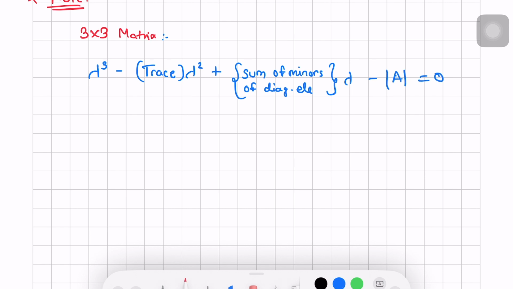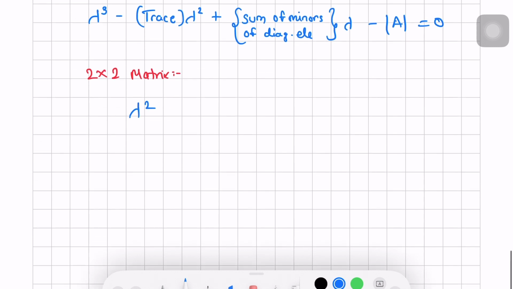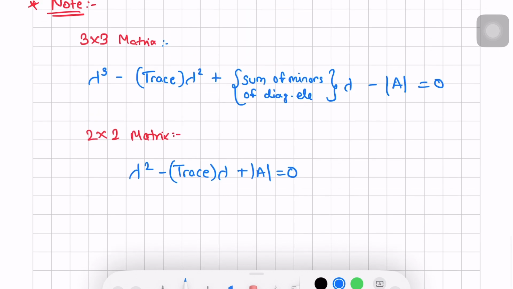And for a 2 by 2 matrix, if you want to find the characteristic equation, the formula is lambda square minus trace into lambda plus determinant of A. Now you might be confused about what is the meaning of trace of a matrix or how to calculate sum of minors of diagonal elements.